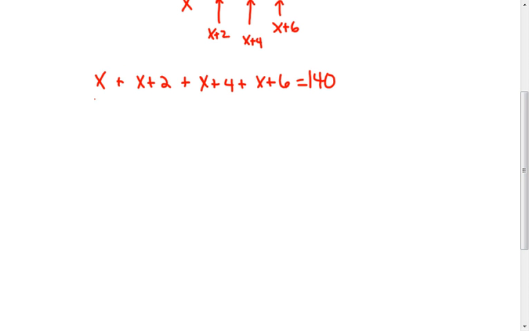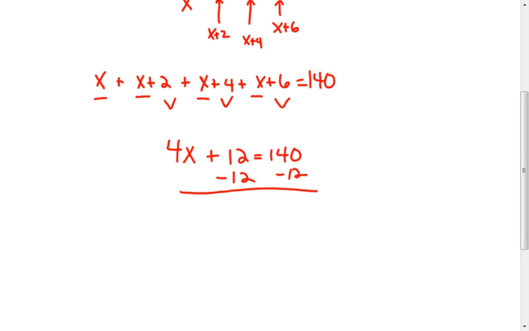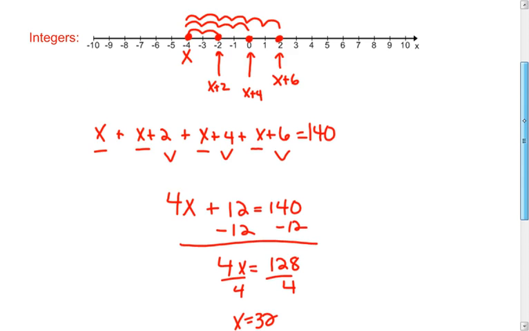So I have 1, 2, 3, 4x, and then I have 2 plus 4 is 6, plus 6 more makes 12. And then, of course, to solve for this, I will subtract 12. And I'll have 4x equals 140 minus 12, which we know is 128. Divide that by 4, and x is 32. But you haven't answered the question yet, so make sure you find all four integers, okay?